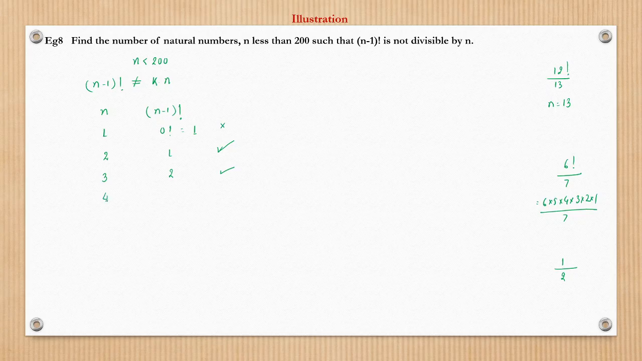Then 4. If we take 4, then 4 minus 1 is 3 factorial, which is 6. So 6 is also not divisible by 4.